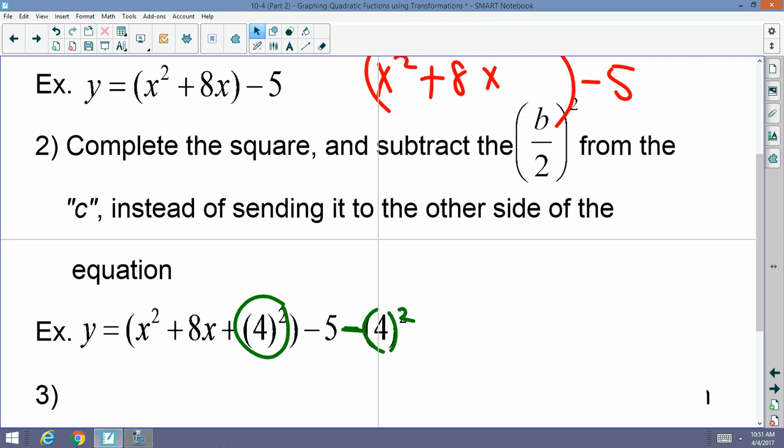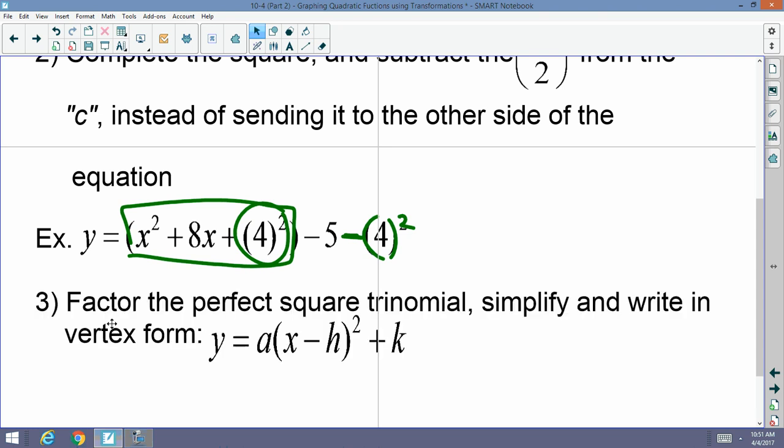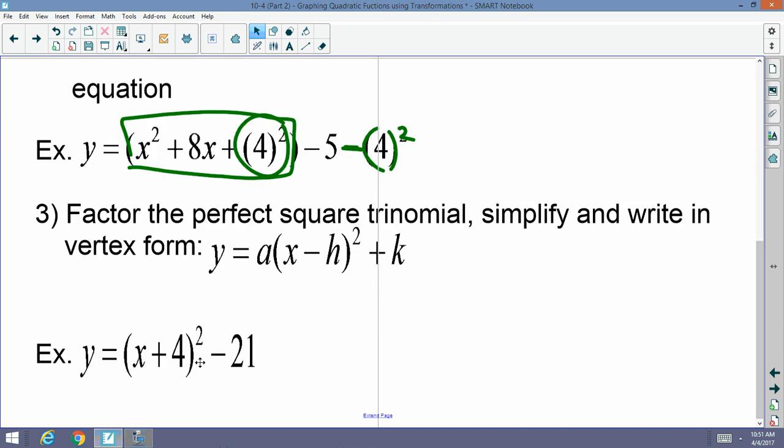How do I write this right here in perfect square? What did I teach you? What's the trick? Go ahead, come on, say it. Right? y equals (x plus 4) squared. And then what's negative 5 minus 16? What's it going to be? Correct. Negative 21.